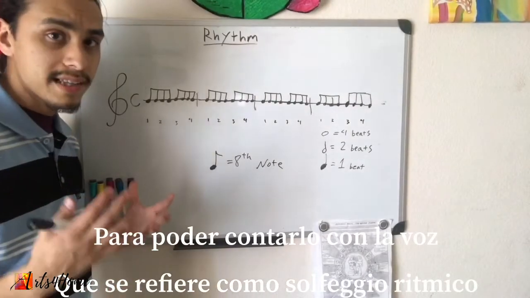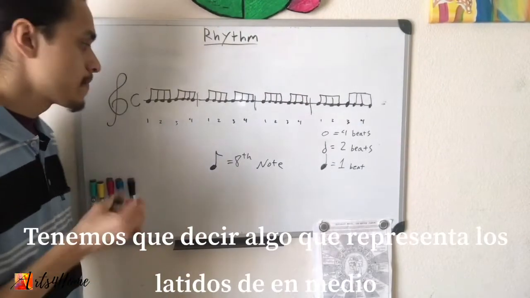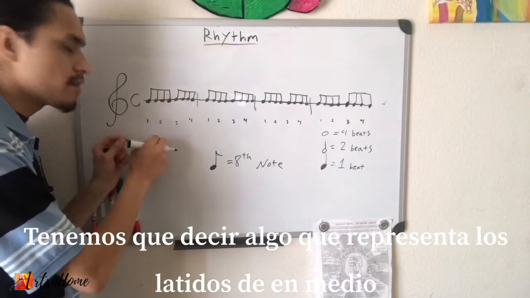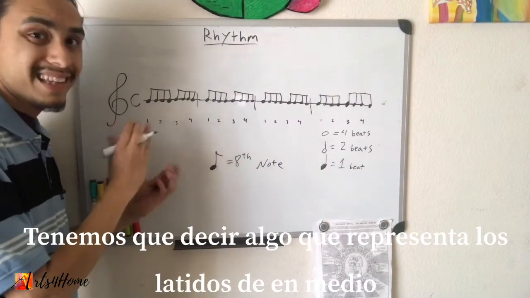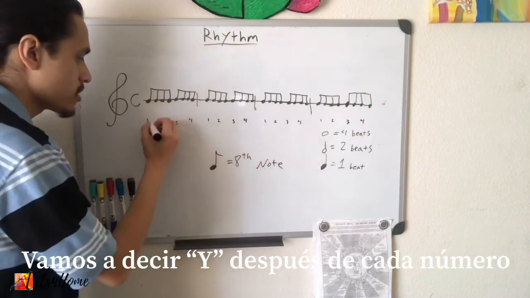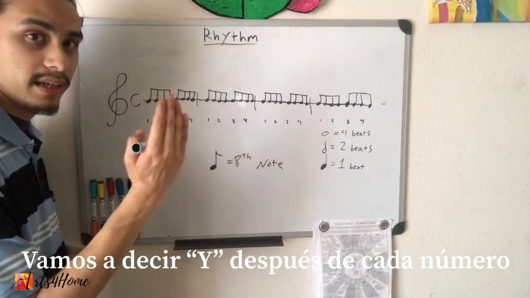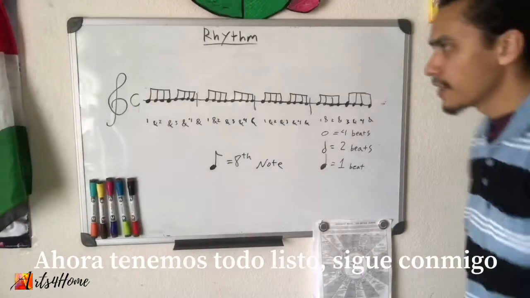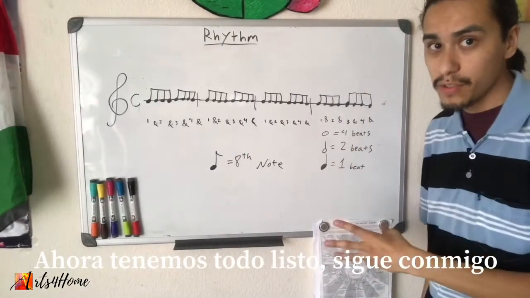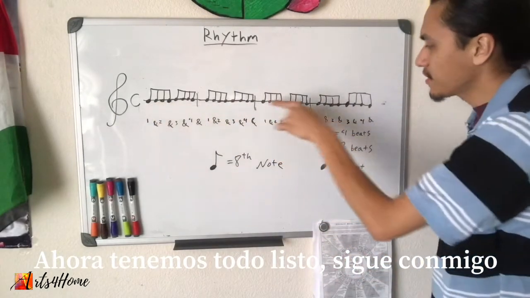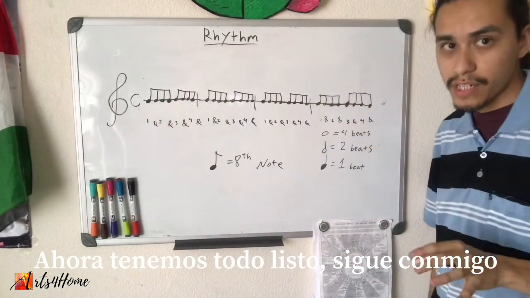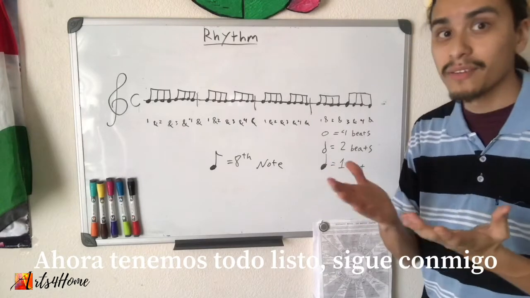So in order to say this out loud, which is called rhythmic solfege, we need to add a little word to represent the beat that's in between, okay? So I'm just going to draw an ampersand, and we're going to say "and" every time we're in between, basically after every number. Okay, so now we have our beats and our beats in between, and we have all of our eighth notes filling up every single measure, okay? Get your hands ready and follow along at home.